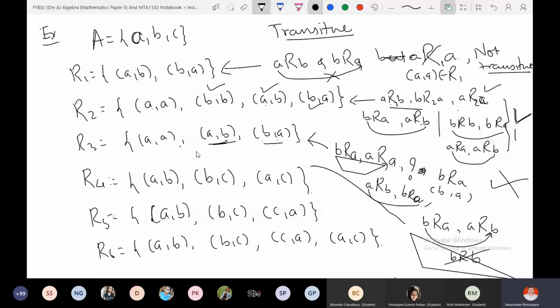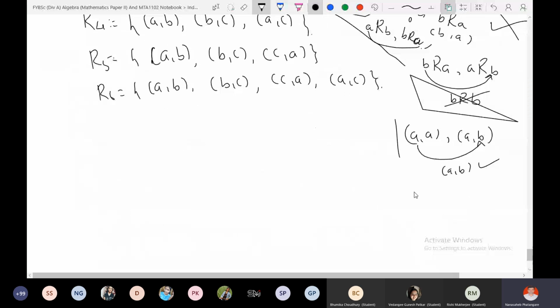The transitivity fails for which pair? B is related to A, B comma B, and A is related to B. For transitivity, we expect that the B comma B pair should be there, but it is not there in R3.